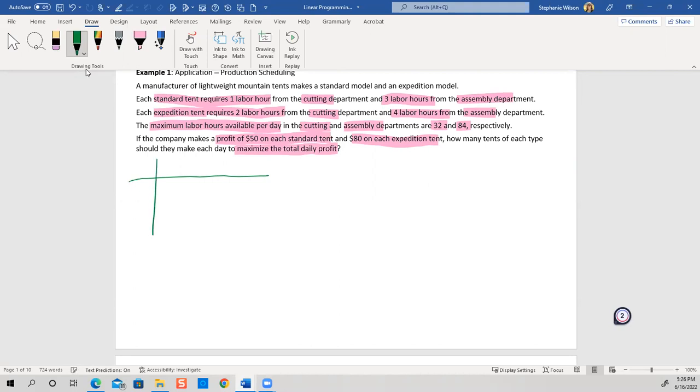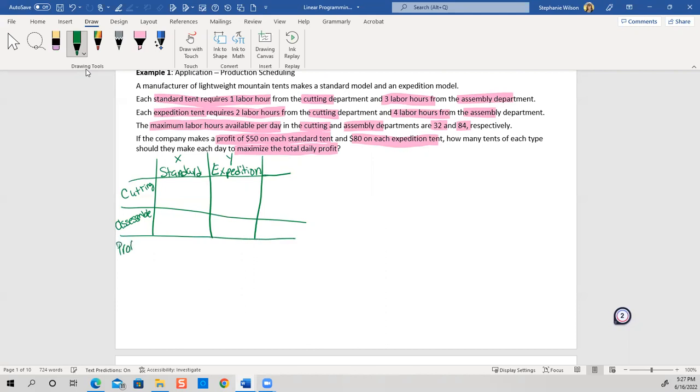I know that I have a standard tent and I'm going to call it X. And I have an expedition tent and I'm going to call it Y. All right, so what's happening? We're talking about the cutting department, and we're talking about the assembly department. And then the next thing I noticed down here is we have a profit. They said that the standard has $50 and the expedition has $80.